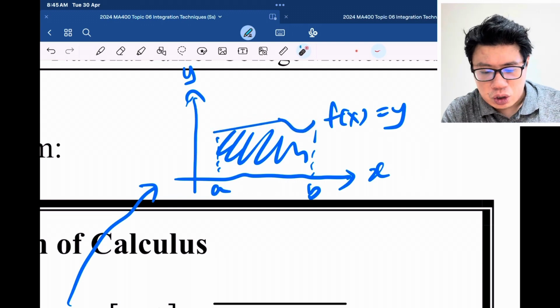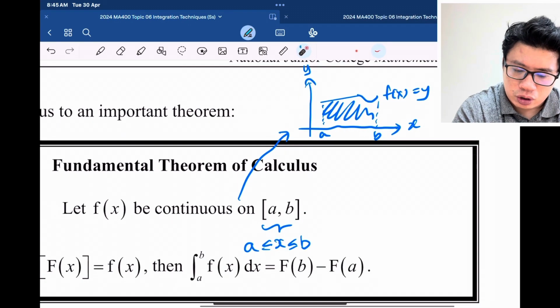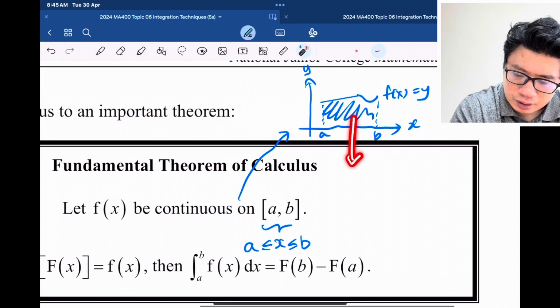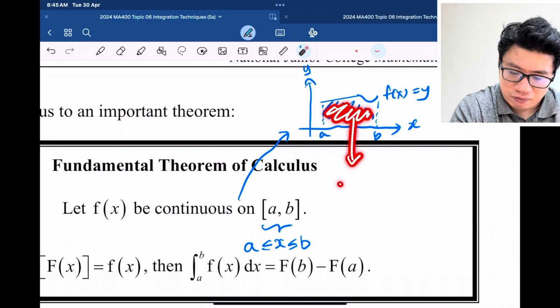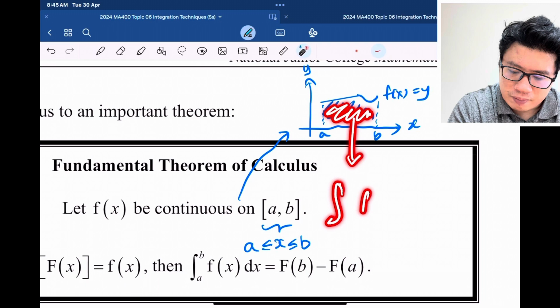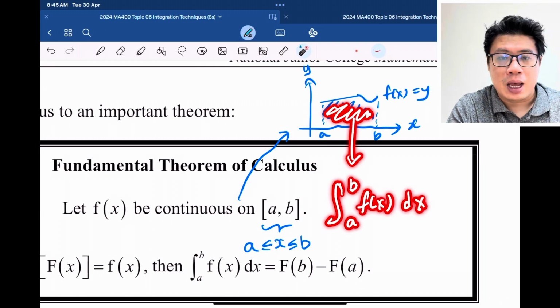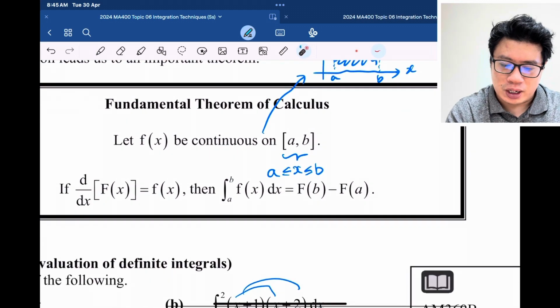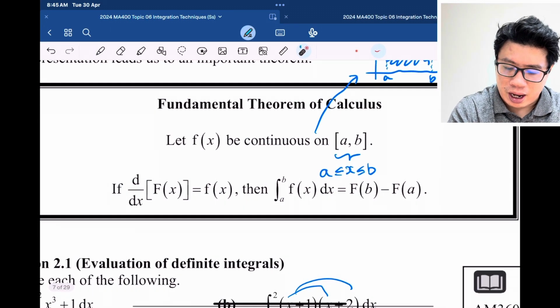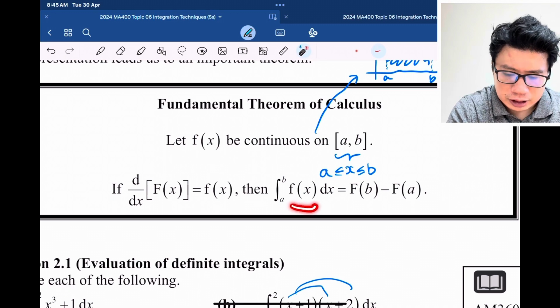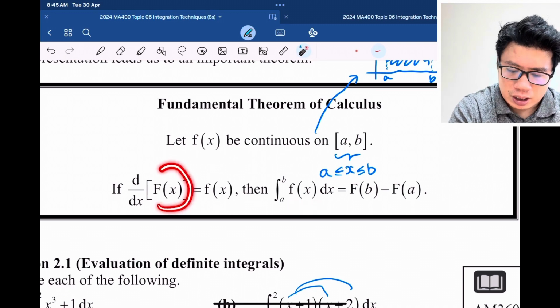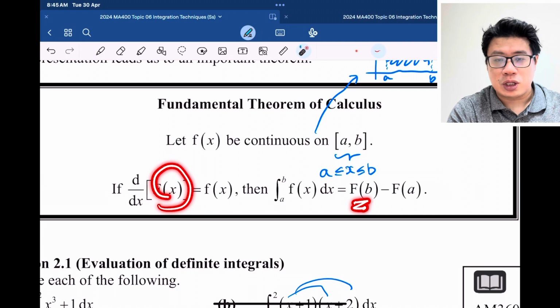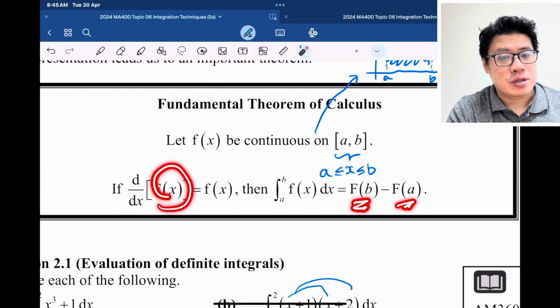Then the integral from a to b of f(x), this area here, can be found by just integrating f(x) with respect to x from a to b. And how do we calculate this area? After we integrate, we will have the answer, the integral itself. We just need to substitute b, minus substitute a.